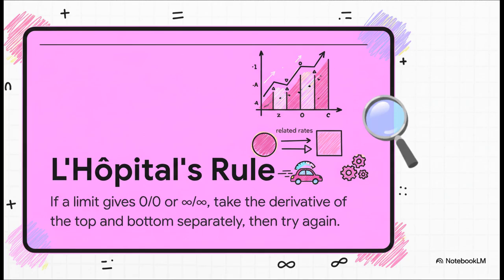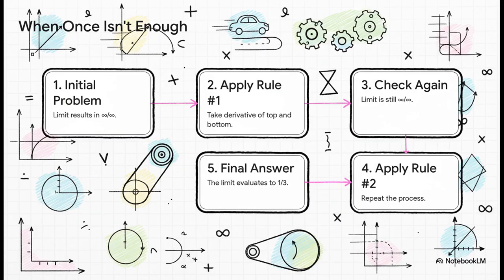The idea is actually surprisingly simple. When you get one of those weird forms, you are allowed to take the derivative of the numerator and the derivative of the denominator separately, and then just try the limit again. It honestly feels like a cheat code, but I promise it's a perfectly valid mathematical shortcut. And sometimes once isn't enough. As you can see here, after applying the rule the first time, we still get an infinity over infinity form. But that's no problem. The conditions are still met, so we can just apply the rule a second time. And after that second round of derivatives, the limit simplifies beautifully to our final answer of 1/3.